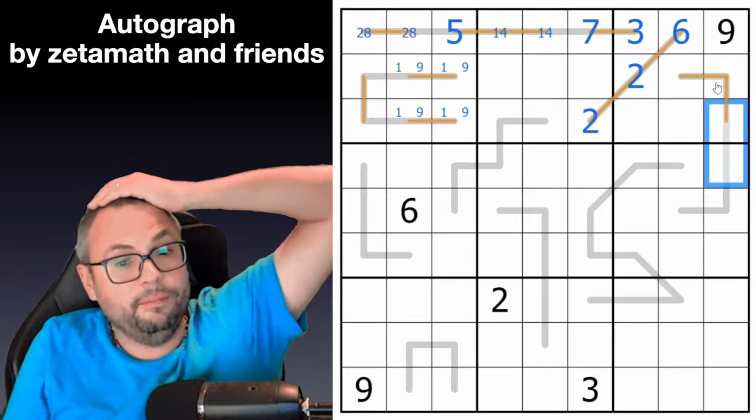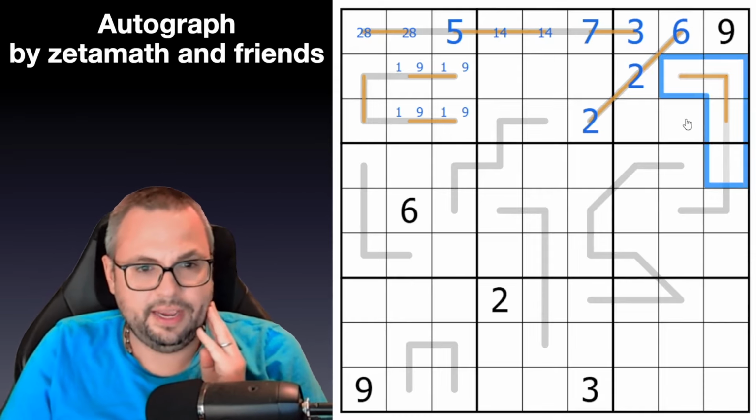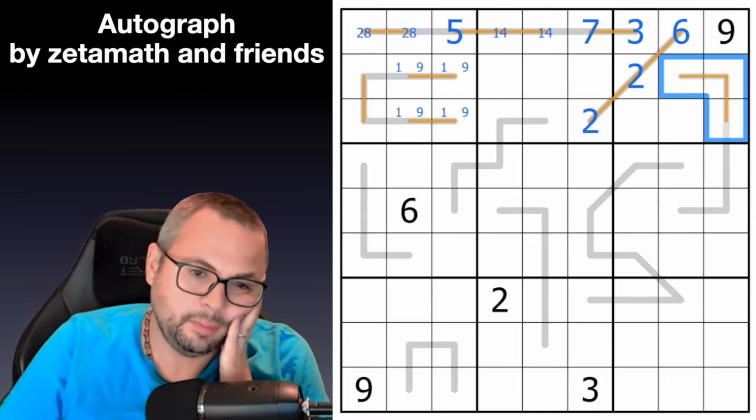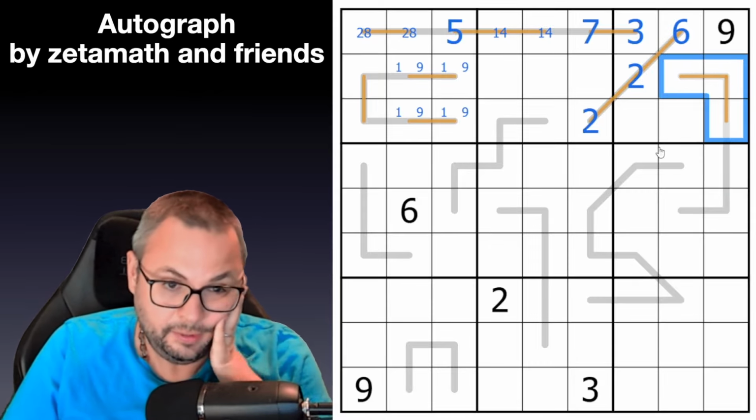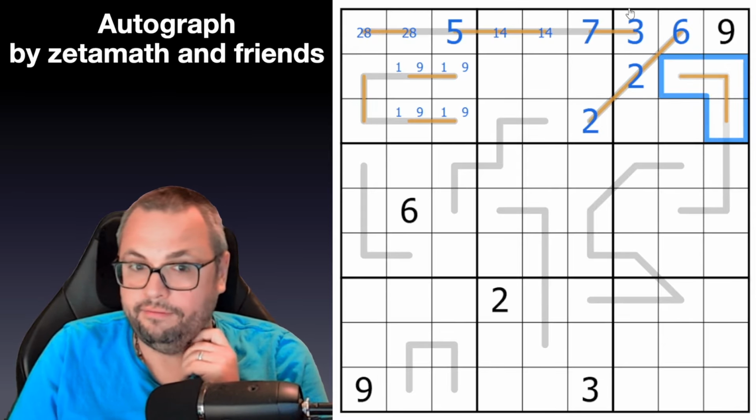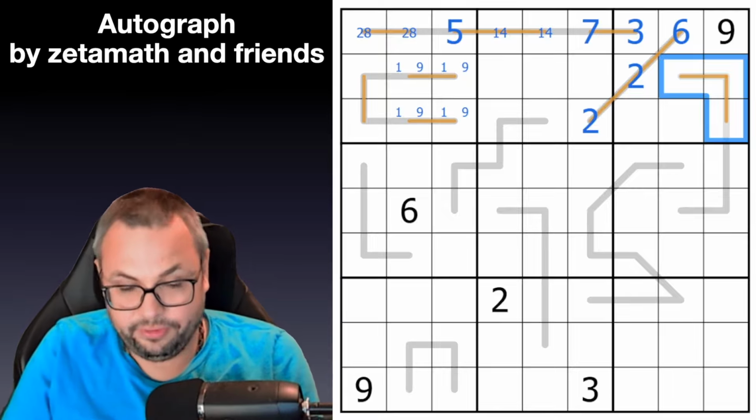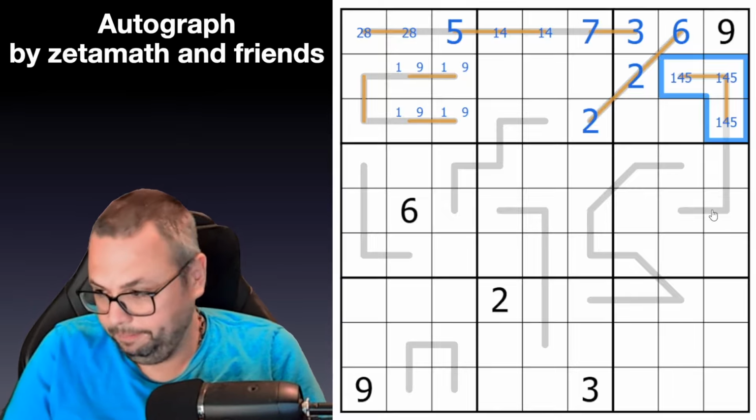Now, it could go further. Maybe it's a 4-cell sum to 10. So let's investigate if that's really possible. What's the minimum sum of these digits, given what we have? The minimum sum is 1, 4, and 5, which conveniently is already 10. So this just has to be 1, 4, 5.